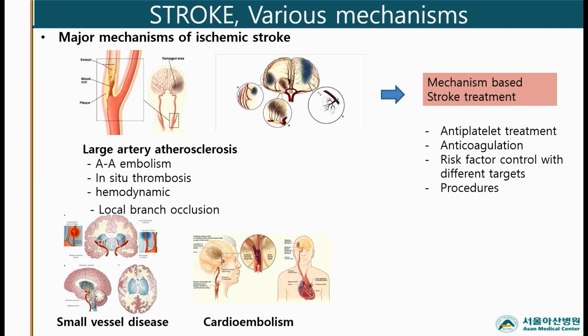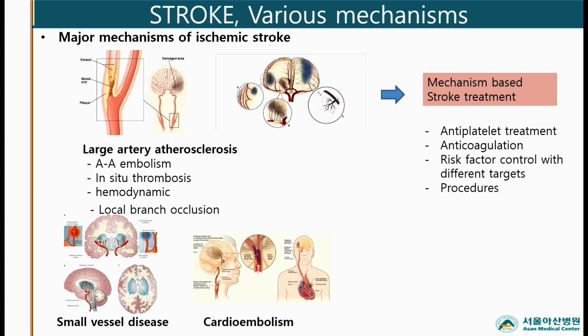The mechanism is more detailed by subdividing it to artery-to-artery embolism, in situ thrombosis, hemodynamic strokes, and in the case of intracranial atherosclerosis, we do also have some local branch occlusions. So why is the mechanism important? The treatment of stroke prevention is associated with the mechanisms.